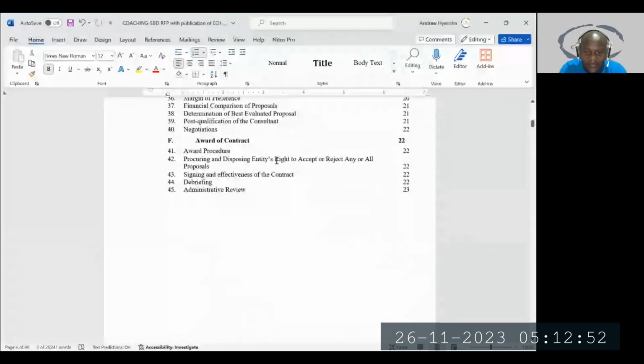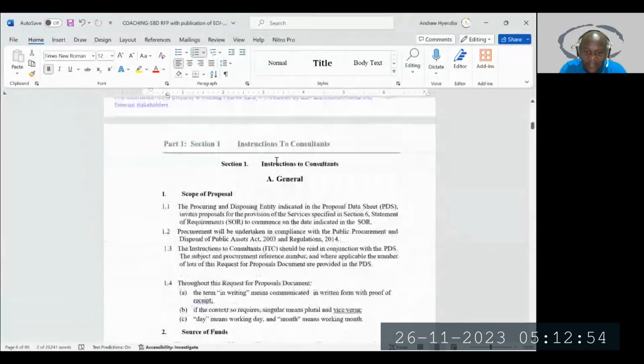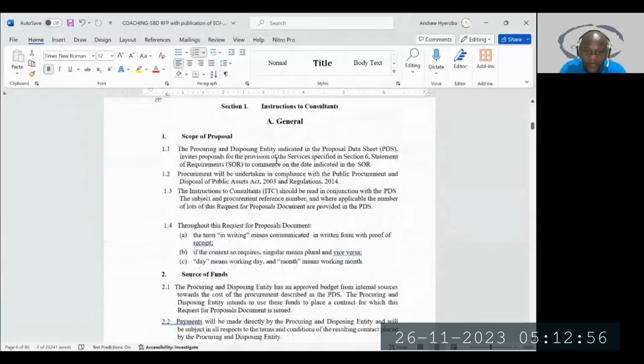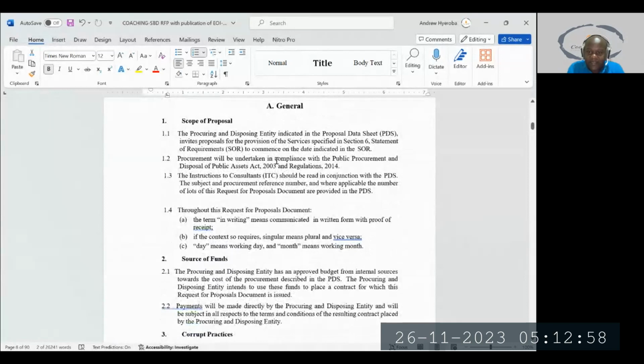So this is our table of contents. It's a 90-page document. The scope of proposal is the first thing we look at. Now, why aren't we just diving into writing? Because we must understand what the client's interests are. And once we've got an understanding of those interests, then we delve into figuring out how best we can respond to these interests. So the entity is Housing Finance Bank.